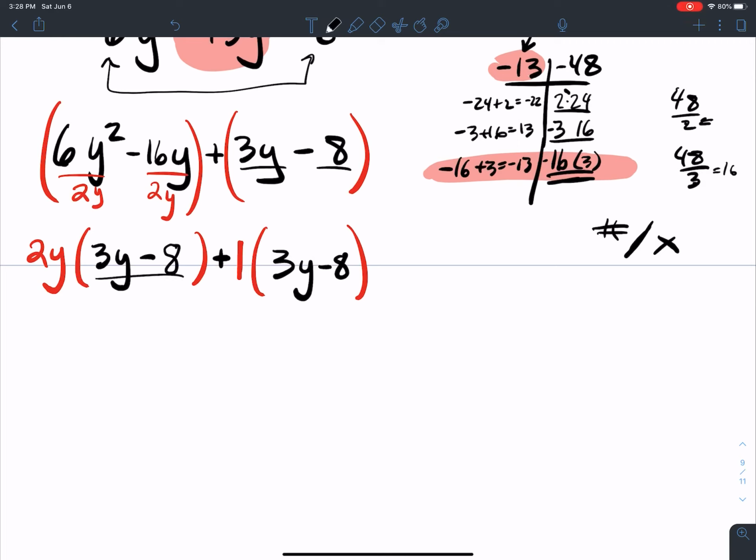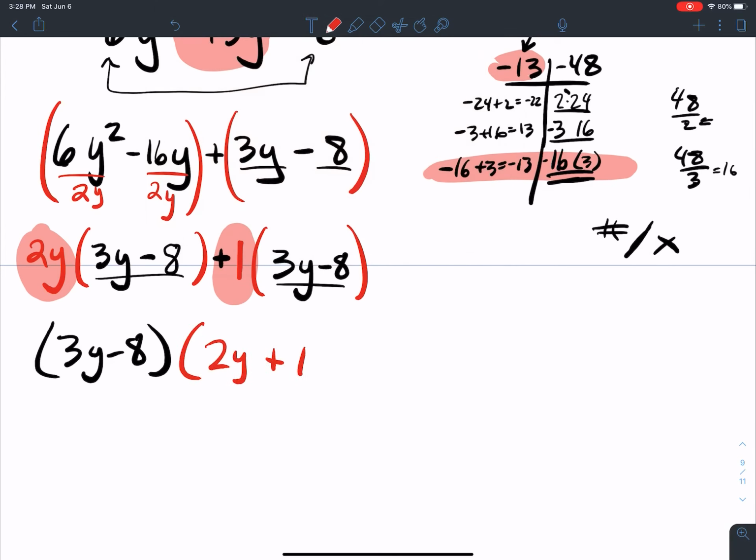So what can I factor out of both of these? A 3y minus 8. And what am I left with? I'm left with 2y plus 1, okay? And so that, my friends, is your answer.